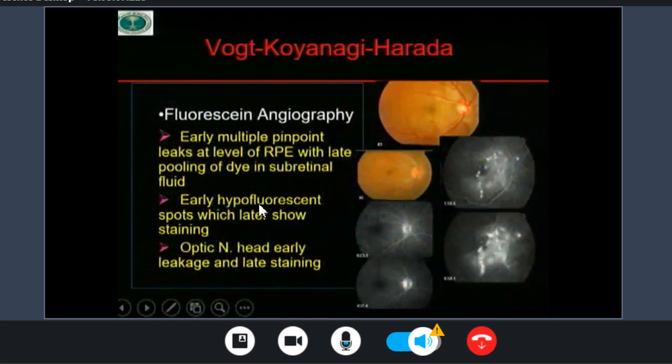Fluorescein angiography is helpful in the diagnosis of this patient and is usually associated with early multiple pinpoint leaks at the level of the retinal pigment epithelium, with late pooling of dye underneath the neurosensory retinal detachment. Other behavior of VKH in fluorescein angiography might start with an early hypofluorescent spot, which later shows staining. The optic nerve in this case is usually hyperemic with a hot disc.